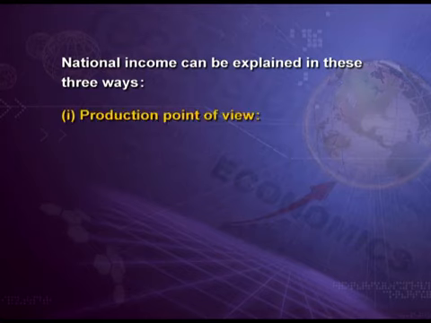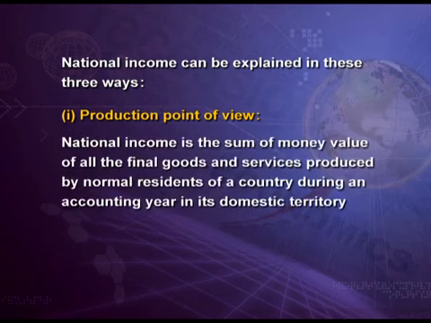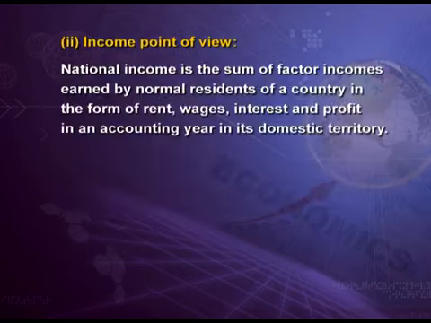First, national income from the production point of view. National income is the sum of money value of all the final goods and services produced by normal residents of a country during an accounting year in its domestic territory. From income point of view, national income is the sum of factor incomes earned by normal residents of a country in the form of rent, wages, interest and profit in an accounting year in its domestic territory.